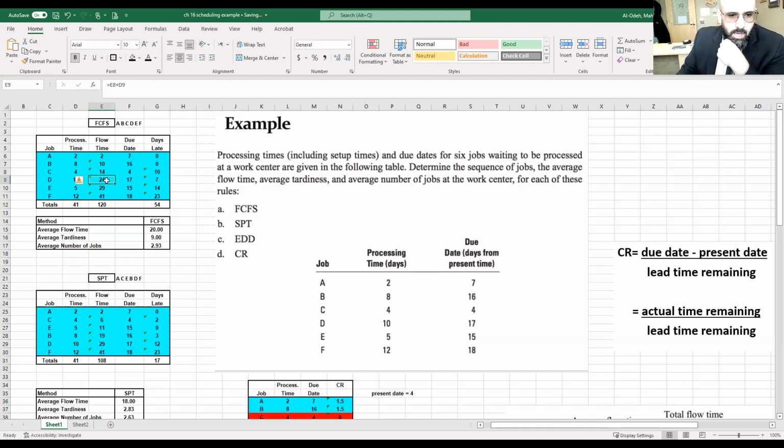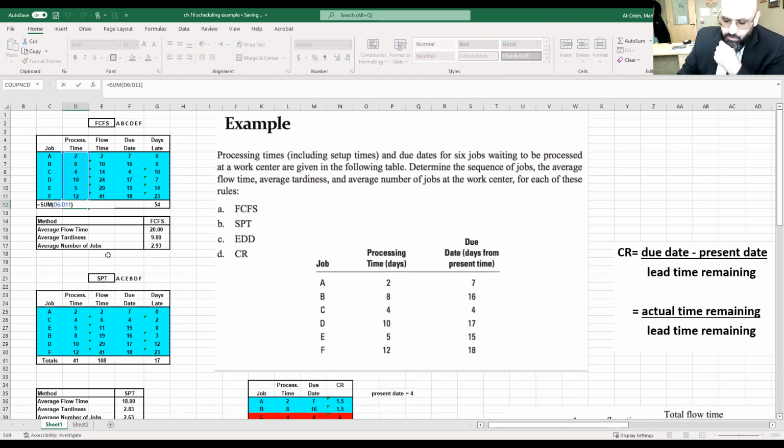14. And then move on to the D, add another 10 to the 14, that would be 24. And then add 5, that would give you 29, the processing flow for E. And then F would be 41, which is 29 plus the 12, that will give you 41. Now we add these together, the processing time, we need 41 days. And flow time would be adding these together as well.